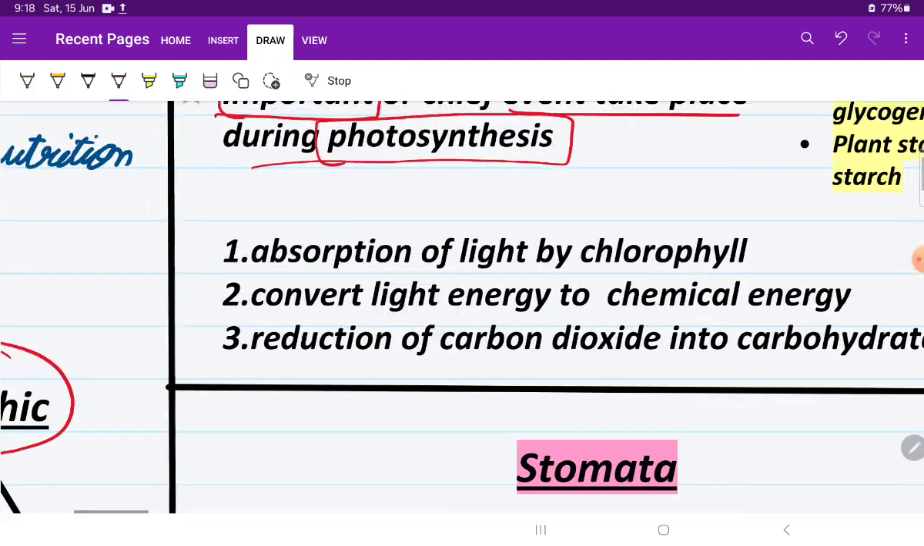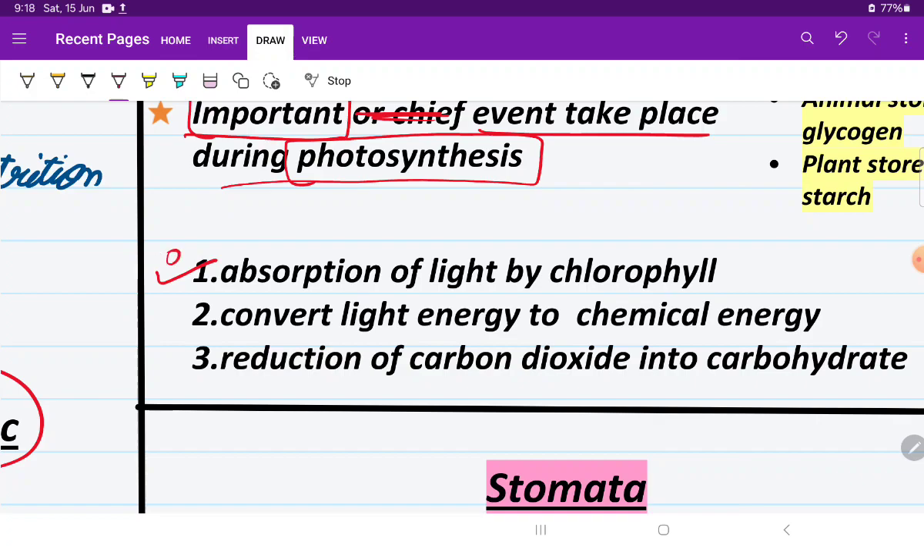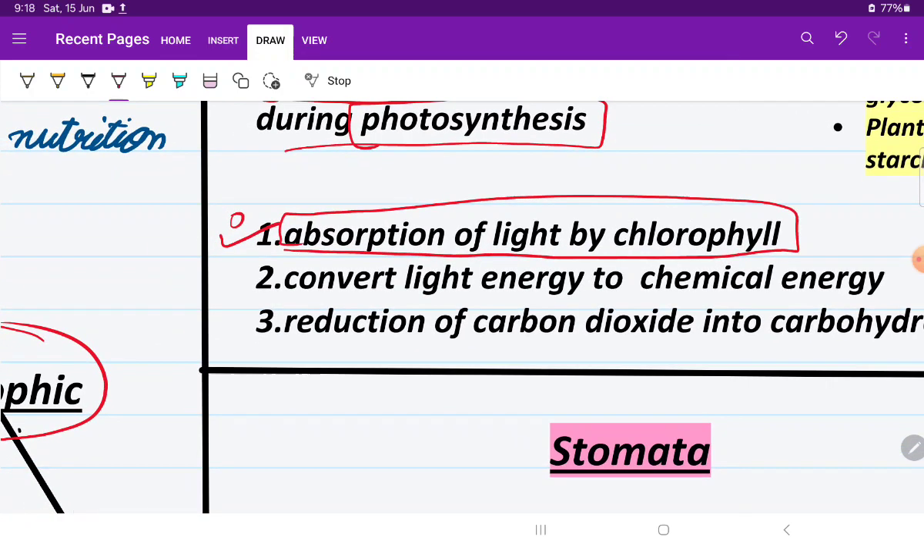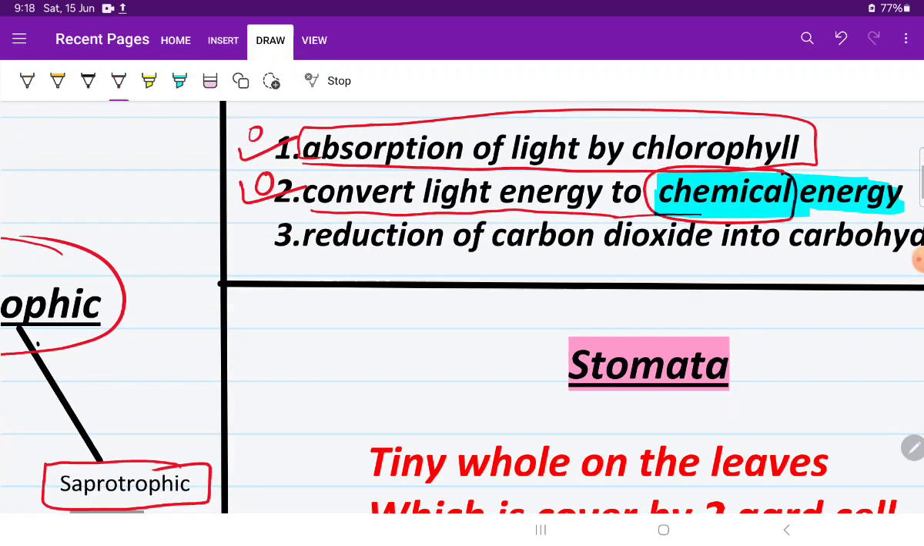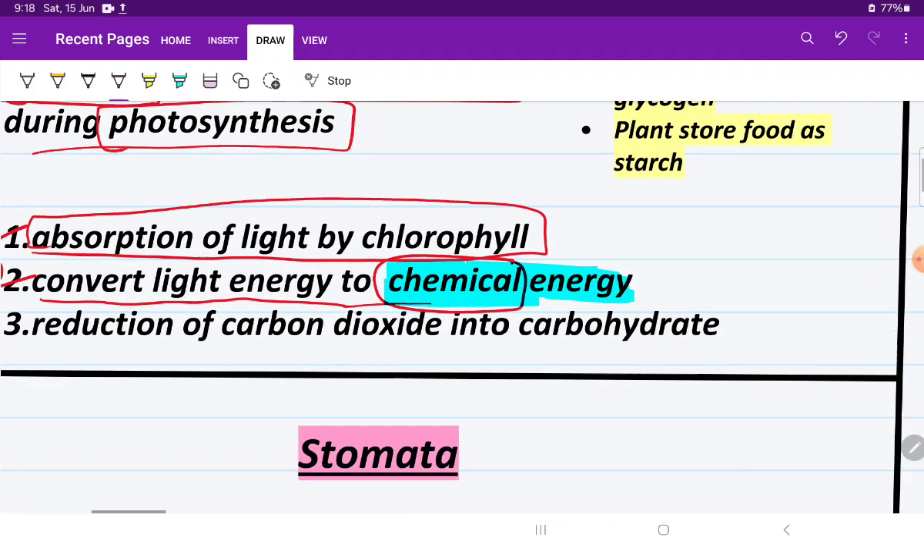First of all, the absorption of light by chlorophyll. I hope that you all know that chlorophyll is present in the plant, and it absorbs the light from the atmosphere. Now the second thing is that the light energy absorbed by the chlorophyll is converted into chemical energy. I am highlighting that, chemical energy.